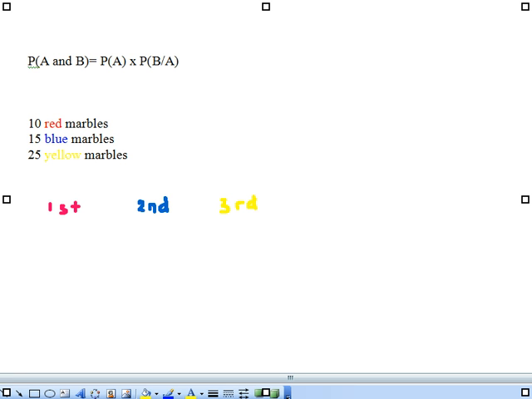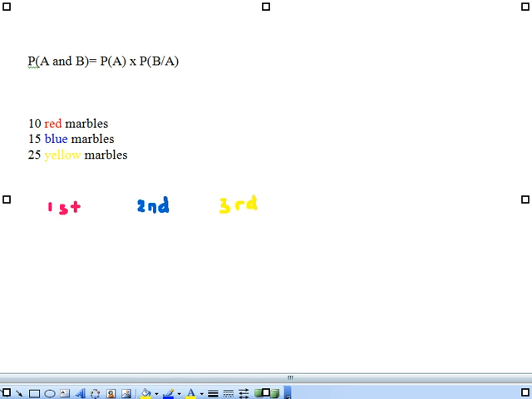For the first draw, there are 10 marbles in the bag. Each of the 3 red marbles is equally likely to be drawn. Thus, P of red on the first draw equals P of A, which is 3/10, because there are 3 red marbles and there are 10 marbles in the bag.